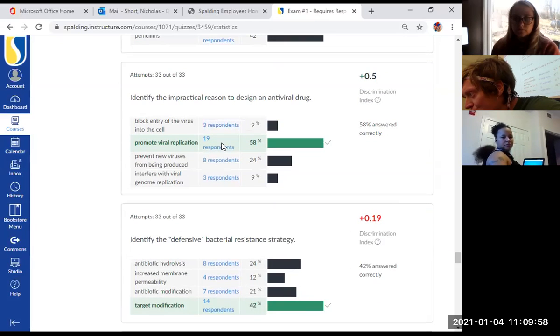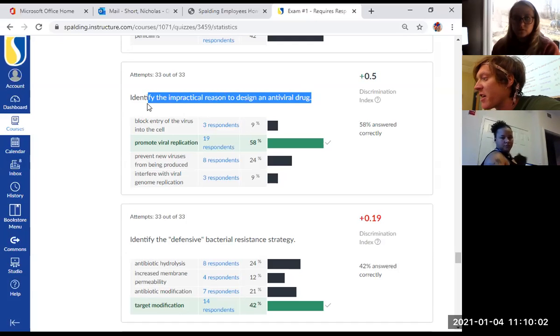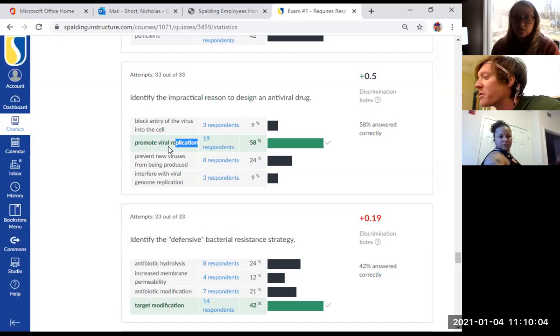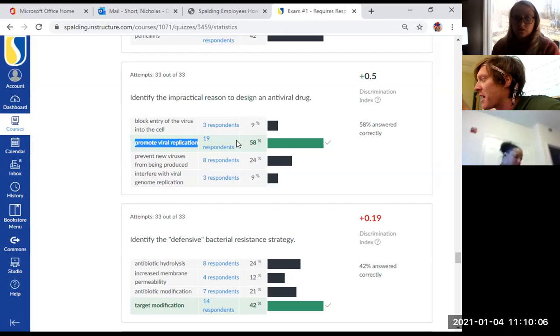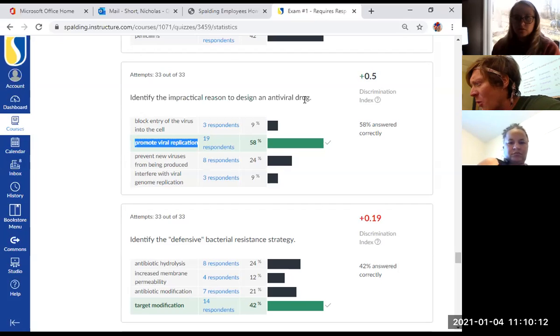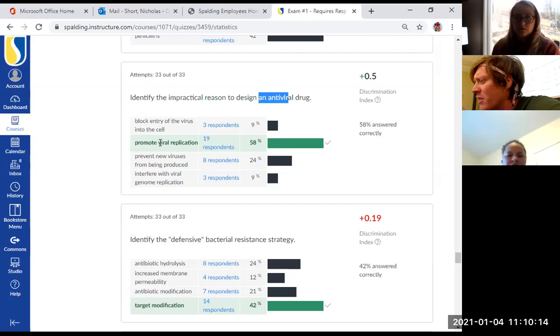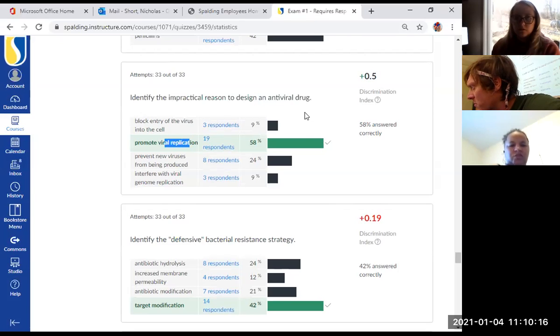Definitions. Identify the impractical reason to design an antiviral drug. You would never want to promote viral replication inside of you. That would not be a reason to create a drug. Moreover, that is not antiviral if you promote replication.